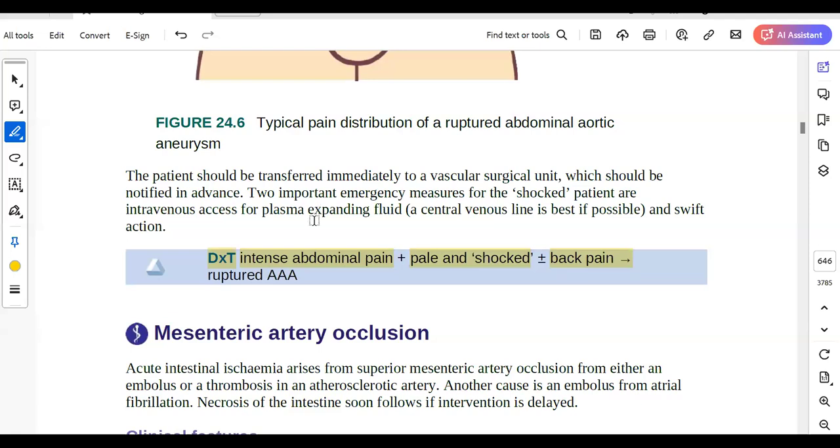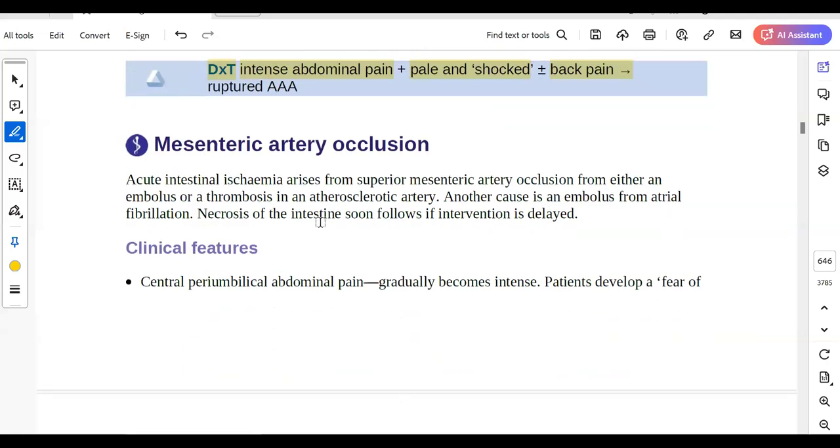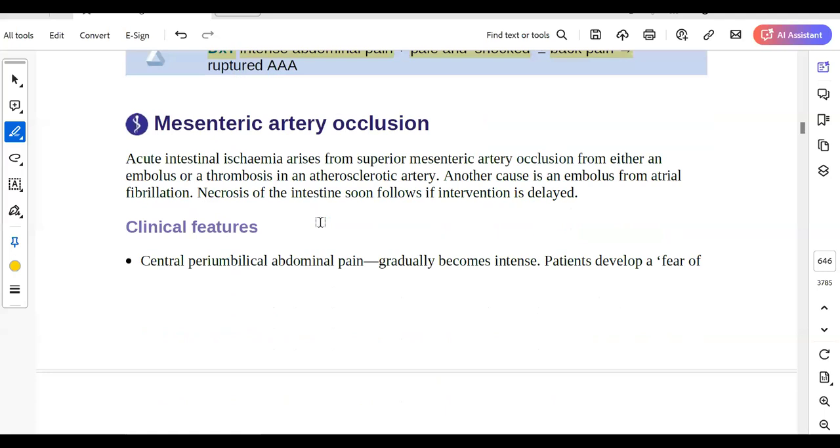And definitely, while the patient is transferring, you need to insert an IV line, start the patient on IV fluid, and then send the blood for blood grouping, cross matching, and give the blood once it is available. So that's abdominal aortic aneurysm and rupture.